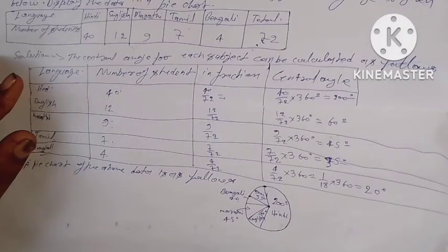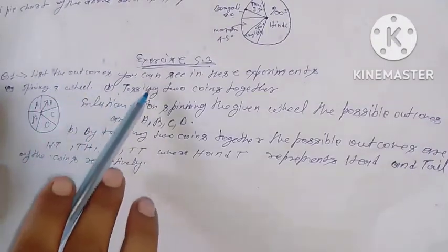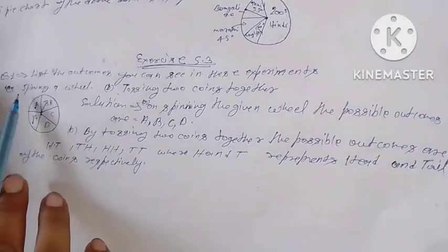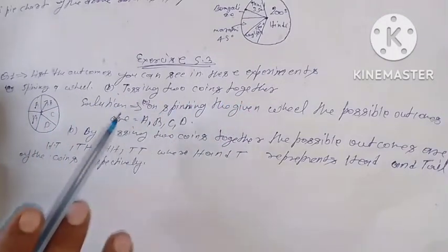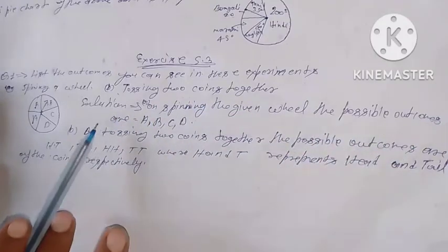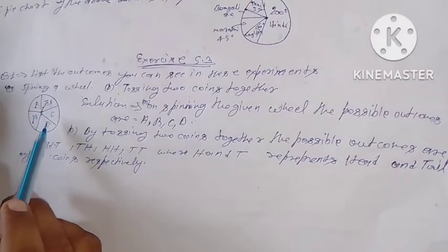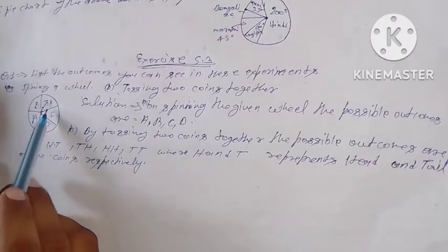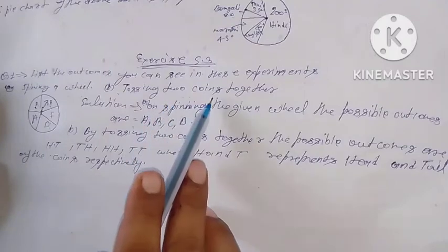Okay, and next exercise. List the outcomes you can see in these experiments. First question is spinning a wheel, second question is tossing two coins together. Solution. Spinning the given wheel, the possible outcomes are A, B, C, D. Total outcomes. Okay.